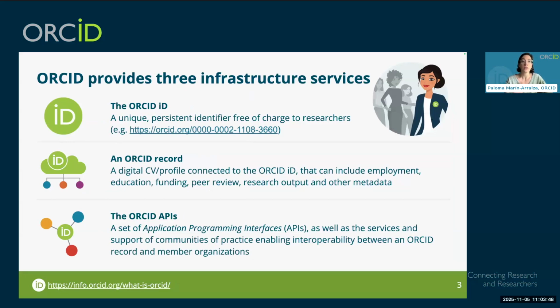Associated with that ORCID ID, you will see the ORCID record, which is some kind of digital CV or profile that includes different metadata of the entire researcher career. This has employment, education, funding, peer review activities, research outputs, research resources, and other related metadata, always having in mind that those are non-sensitive personal data.